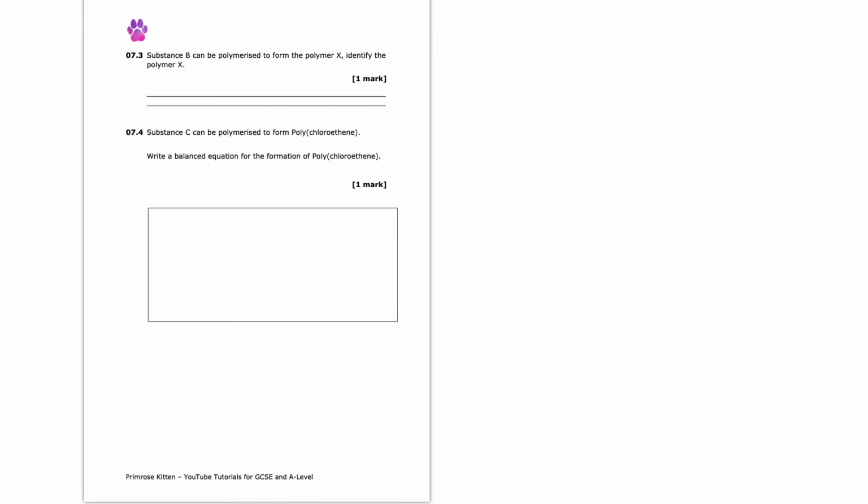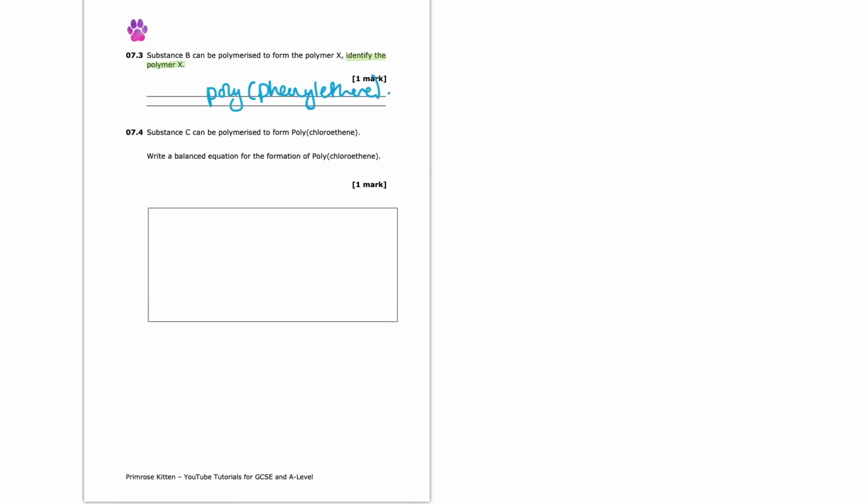Okay, so substance B can be polymerized to form the polymer X. Identify the polymer X. Here they just want us to identify it, which means they just want us to name it, basically. So the first thing to do is to name what that monomer is that they have, okay? And that monomer would be phenylethene, okay? So the polymer version of that is going to be polyphenylethene. So just make sure that you're confident in naming substances like B. So that's called phenylethene, and so the polymer would just be polyphenylethene.